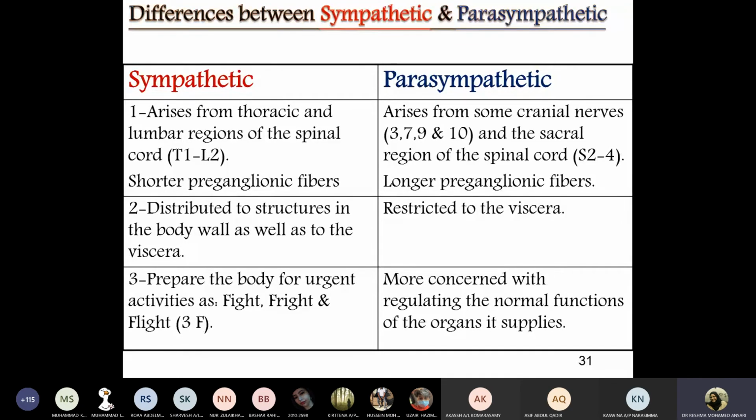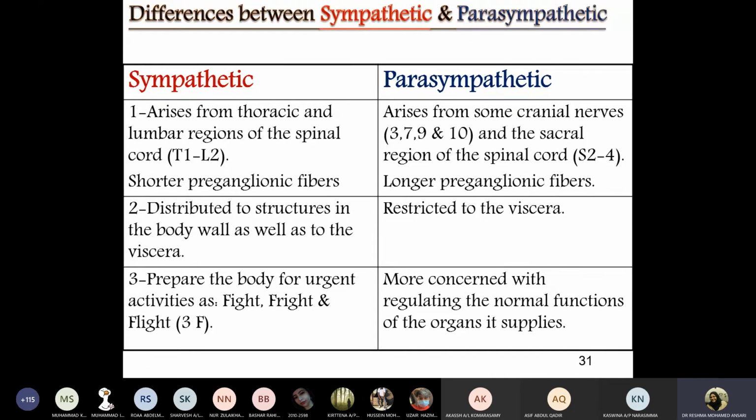Whereas in parasympathetic, they come out through the cranial nerves or through the sacral nerves. They go up to the organ. You will have only ganglia situated on the organs per se. So the preganglionic fibers are very long. They travel from the brain and go up to the abdomen. There only they will find the ganglia and synapse there.